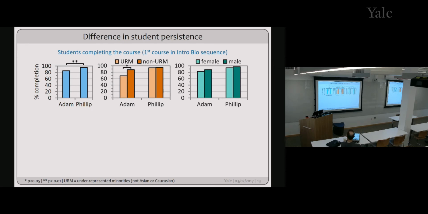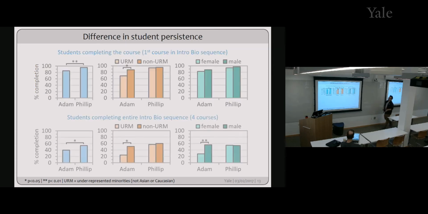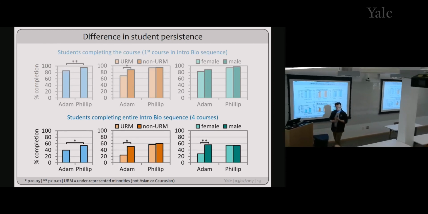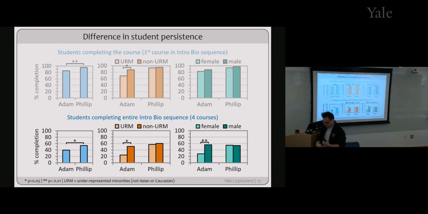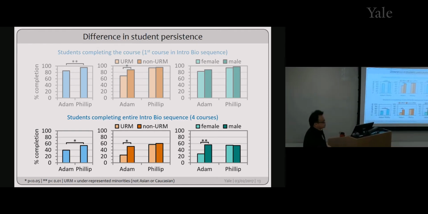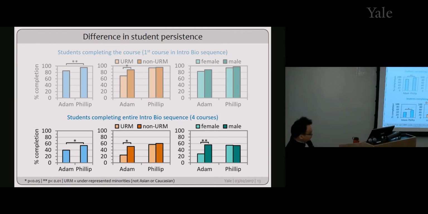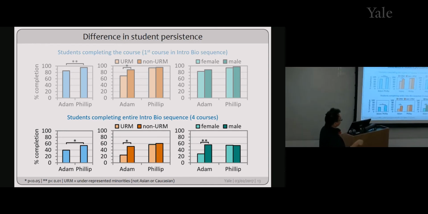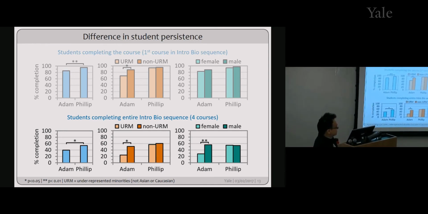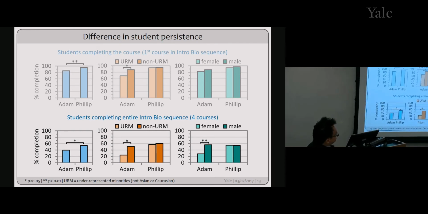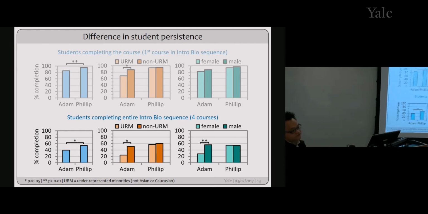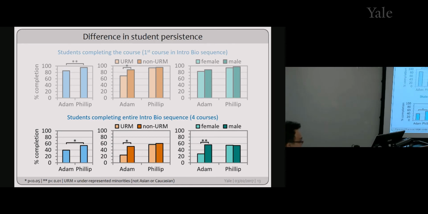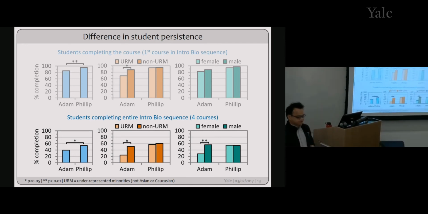But what's also interesting is that this was the first biology course in a series of four introductory biology courses. And what we found is that at the end of four quarters, again, fewer students who started in Adam's section completed all four courses. And now there's a difference not only between underrepresented minority students and majority students, but also a gender difference. But again, only for students who started in Adam's section, not for students who started in Philip's section.